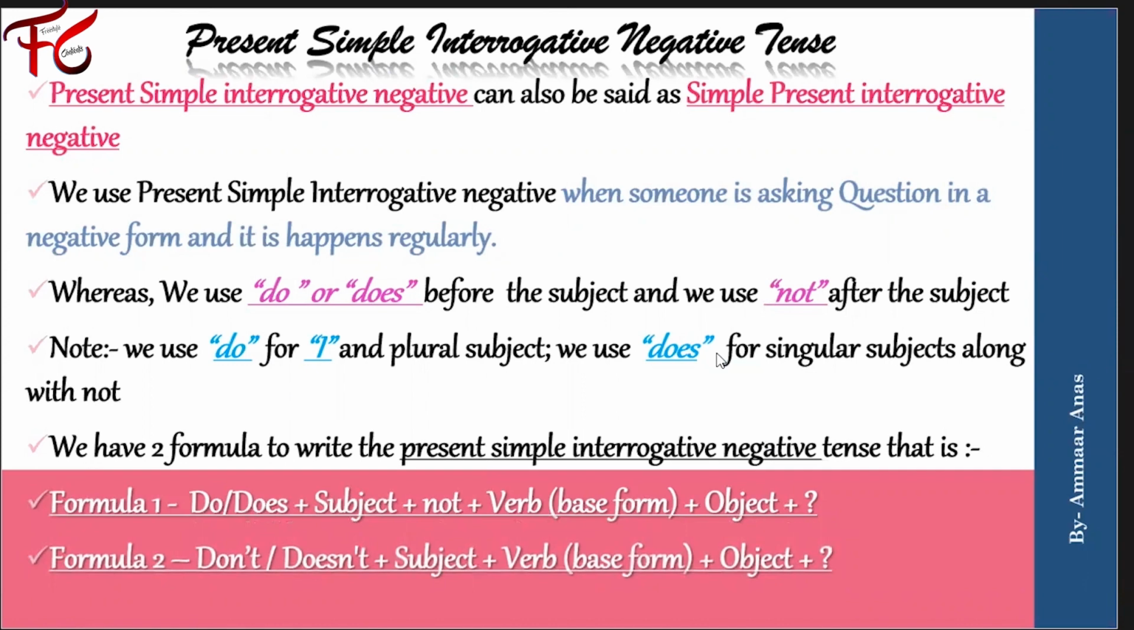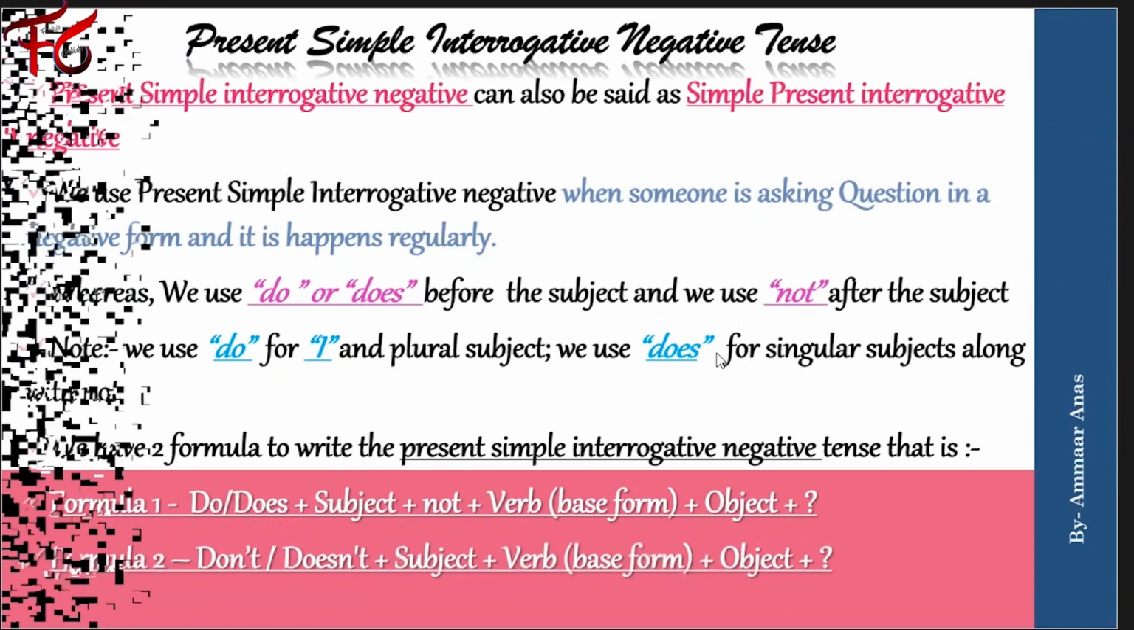We have two formulas to write the present simple interrogative negative tense. That is, do or does plus subject plus not plus verb base form plus object plus question mark. And the second formula is don't or doesn't plus subject plus verb base form plus object plus question mark. The main difference is that in Formula One we have not used the short form. We use do and not separately, whereas in the second formula we use a contracted form, which is don't or doesn't. So let's move to the examples.